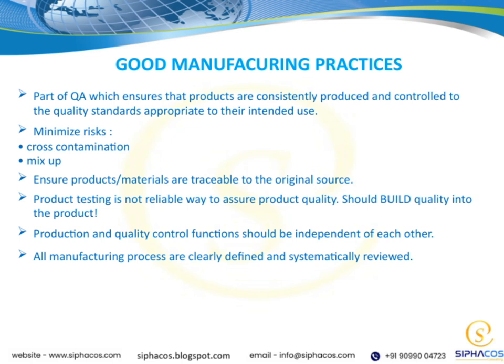This approach ensures that quality isn't just checked at the end, but is an integral part of how we work. Another key point is that production and quality control functions should operate independently. This independence helps prevent conflicts of interest and ensures an objective assessment of quality.